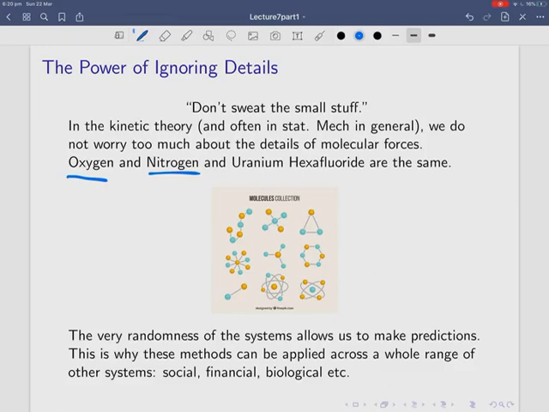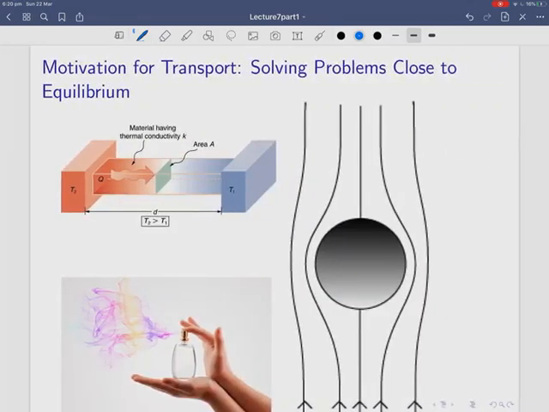Now, in our system, however, we've got a lot of randomness, and the randomness allows us to make predictions. And it's because of all this randomness, many particles interacting, that these methods can be applied across a full range of things which are outside of physics: social systems, financial systems, biological systems, etc. So if you ignore the details of interactions, you can often make very, very powerful predictions, and that's what we're going to be doing now.